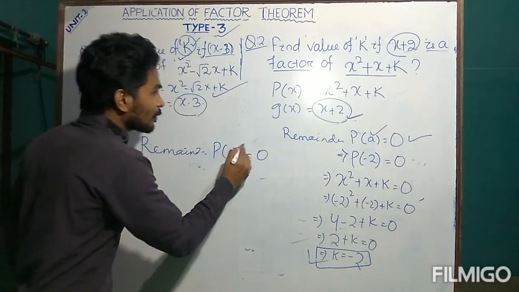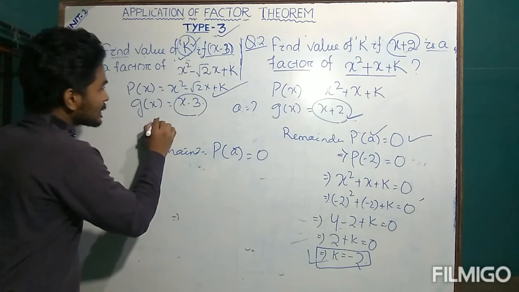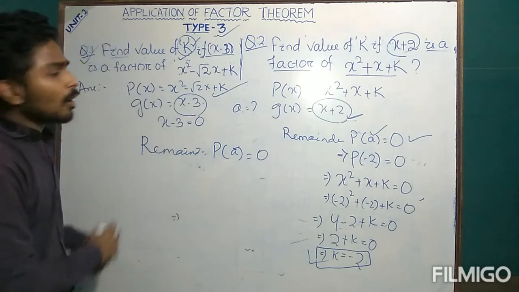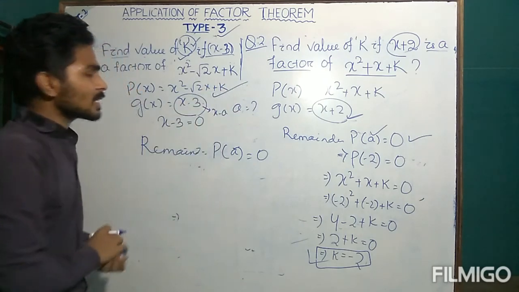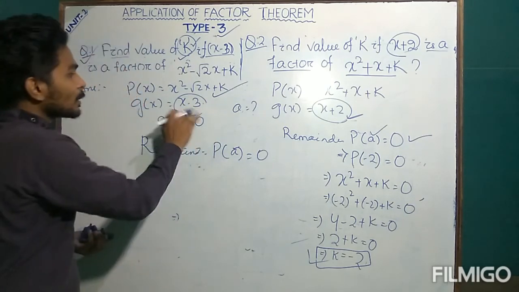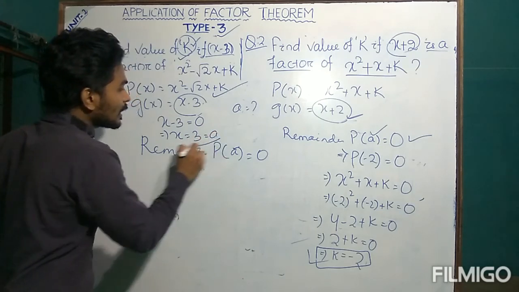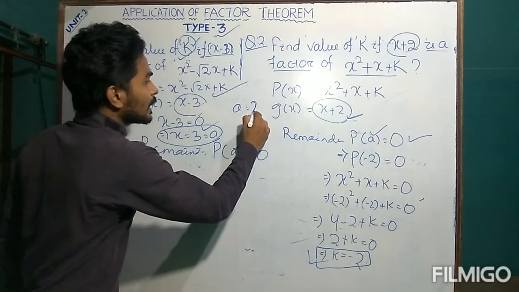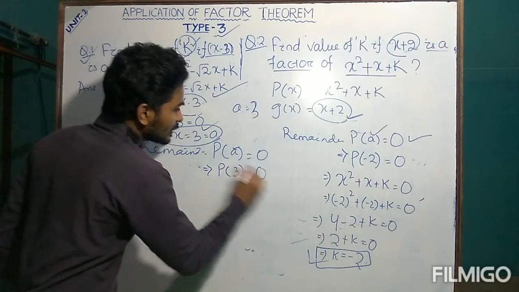But for this, we need to find the value of a. How can we find the value of a? By simply putting x minus 3 to be 0. Or you can compare this equation with x minus a. You can also find the value of a. But you can also find the value of a by simply putting it to be 0. Then x is equal to 3. This is also known as a. Hence we get a is equal to 3. Now it will be p of 3 is equal to 0.